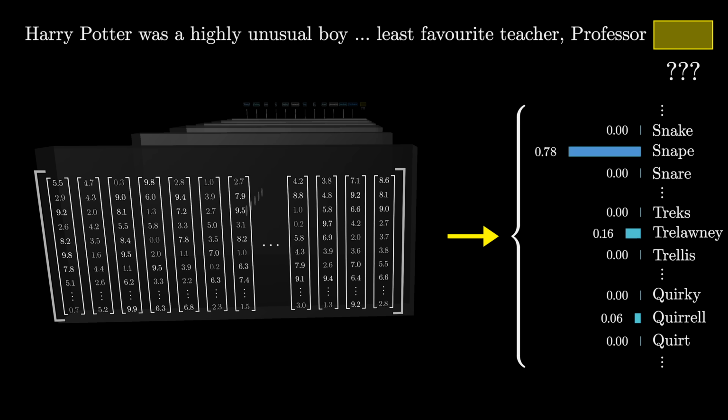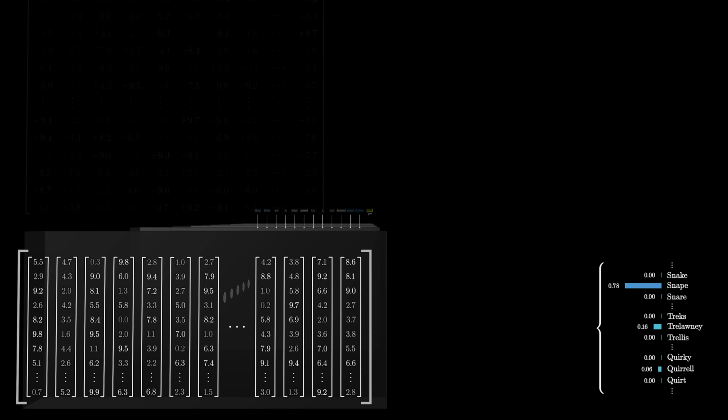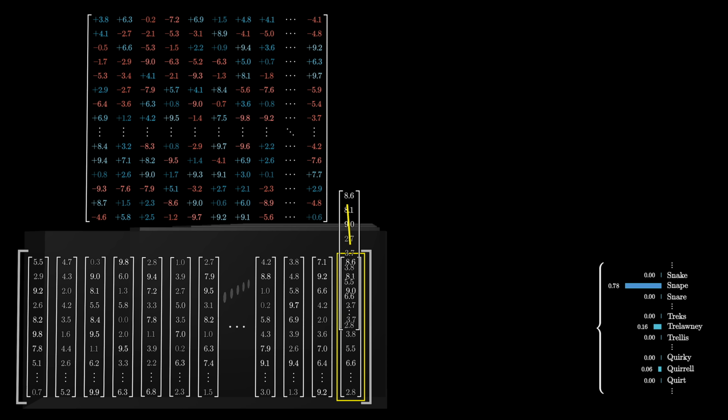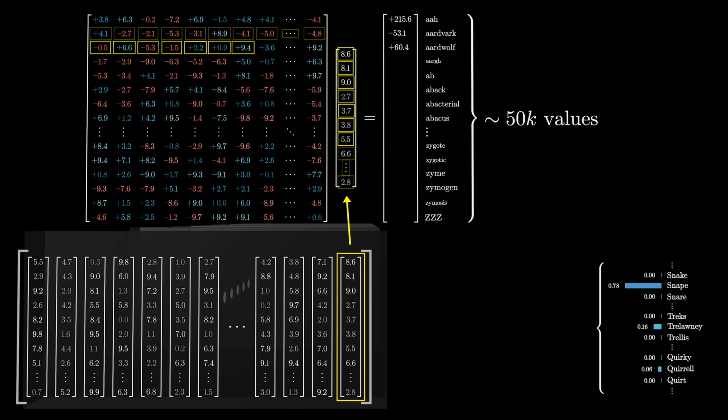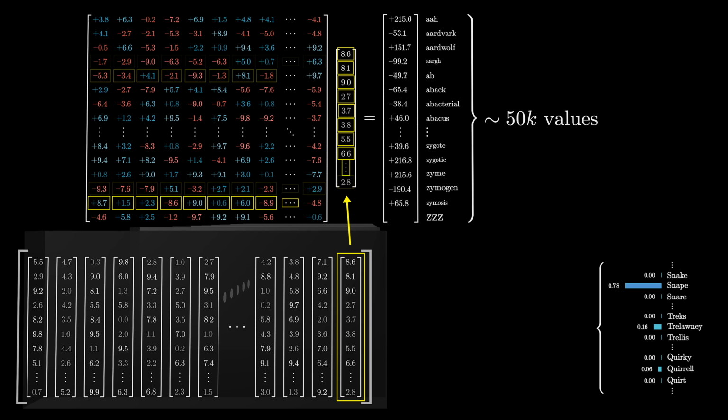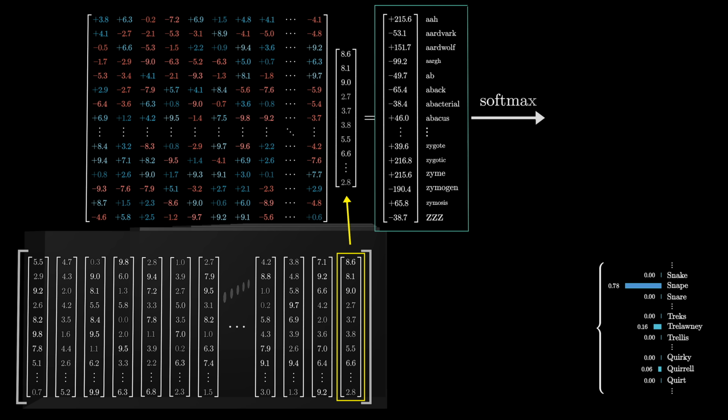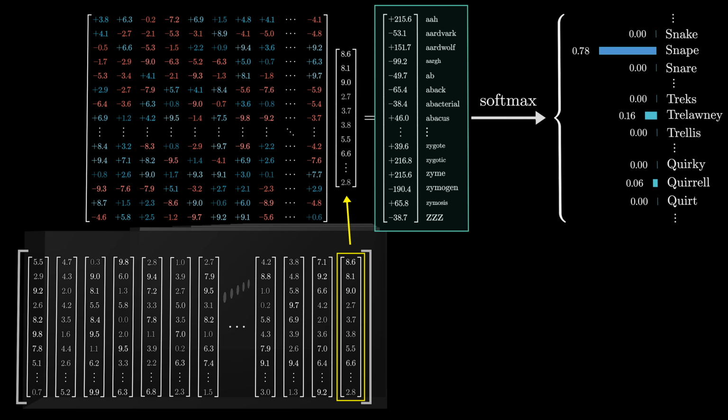This involves two different steps. The first one is to use another matrix that maps the very last vector in that context to a list of 50,000 values, one for each token in the vocabulary. Then there's a function that normalizes this into a probability distribution. It's called Softmax, and we'll talk more about it in just a second.